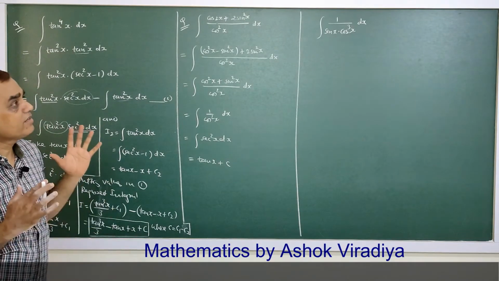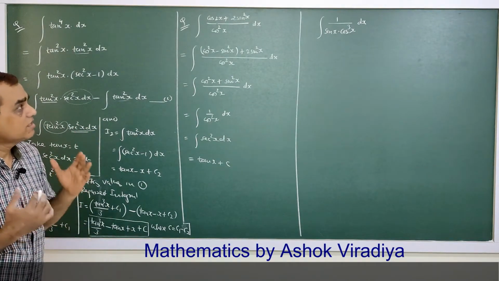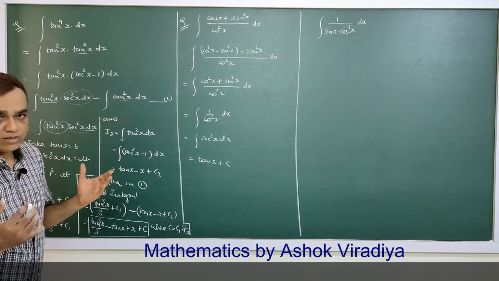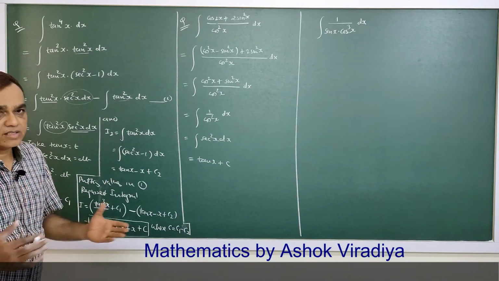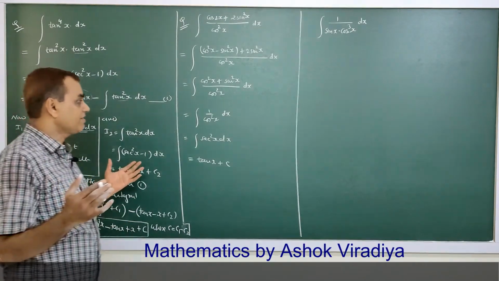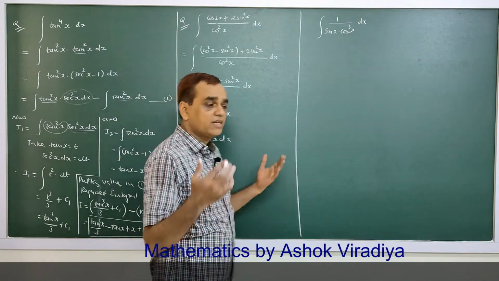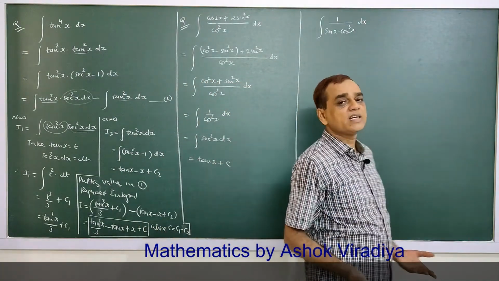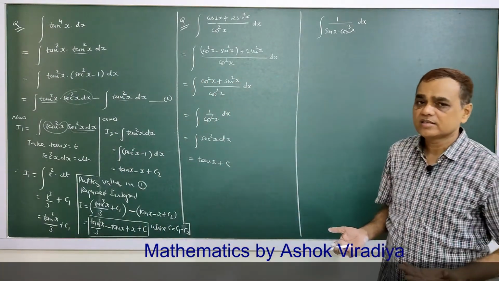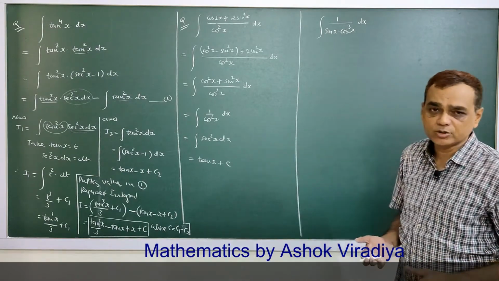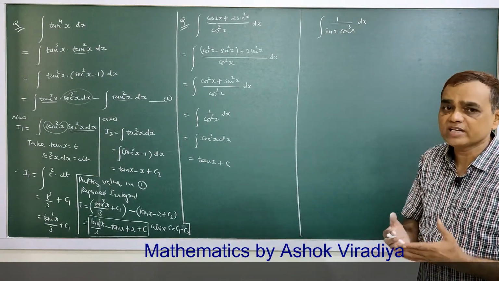So whenever we are given such trigonometric functions, we use basic formulas of trigonometry. Formulas for cos 2 theta, sin 2 theta, cos 3 theta, sin 3 theta, c plus d, c minus d, 2 cos cos, 2 sin cos. There are so many results in 11th.